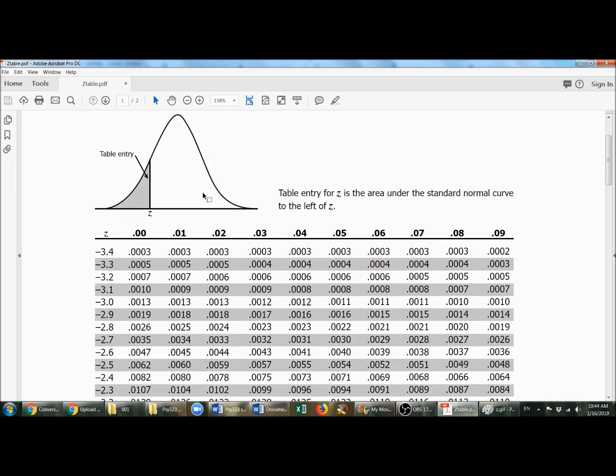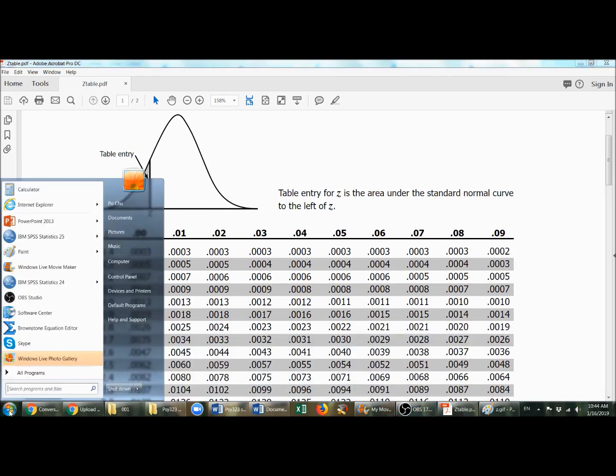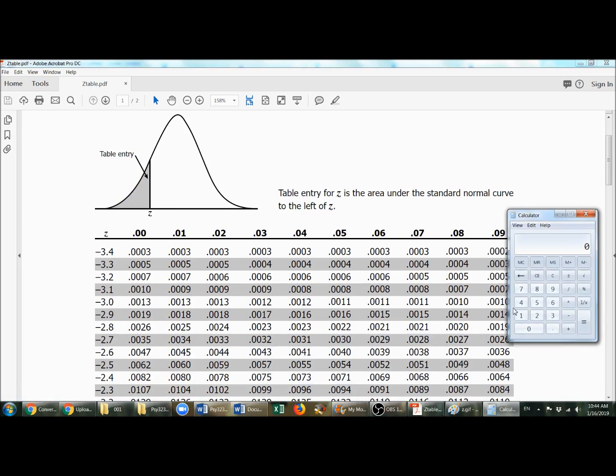Now, how about this blank area? If this shaded area is 1.07%, how about this area? Now, all we need to do is take out this calculator, and I use 100 minus 1.07. That's 98.93. That means this blank area will be 98.93%.